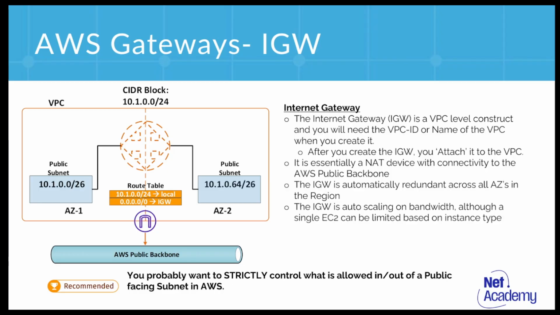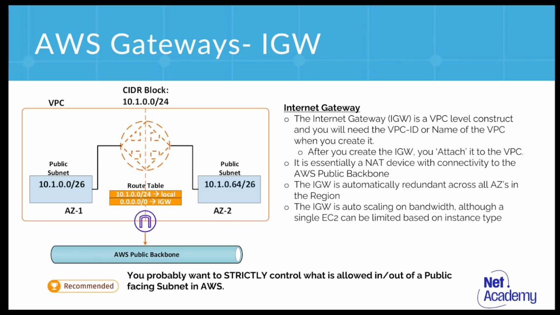The IGW is automatically redundant across all AZs in the region that the VPC participates in. Also, the IGW is always auto-scaling in bandwidth. Now, be aware that doesn't mean that when you spin up an instance in your VPC and you have an IGW in there, that instance has infinite bandwidth to the internet. It does not. You could still be constrained down at the EC2 level or at the ENI level, right? Different instances will perform very differently. So be aware of that.